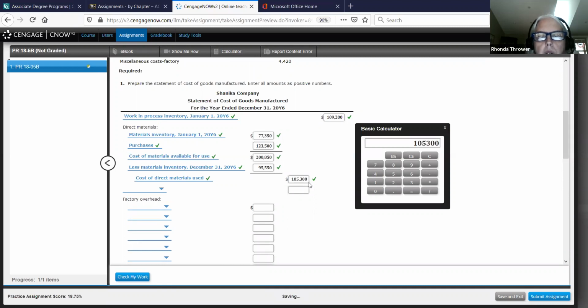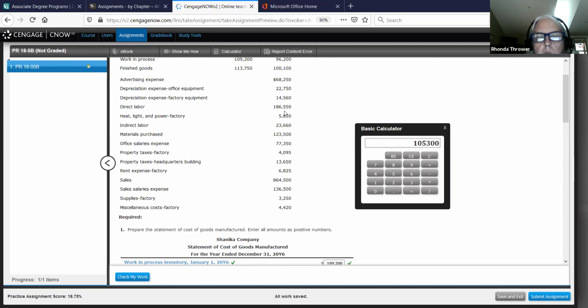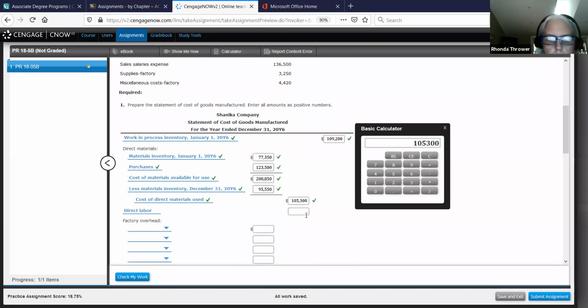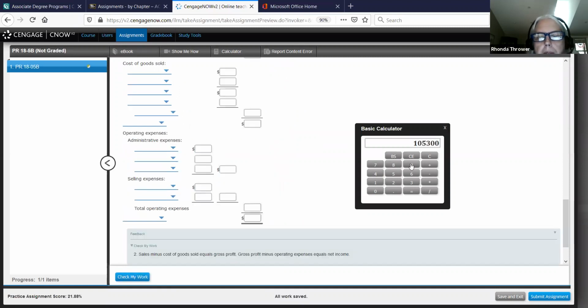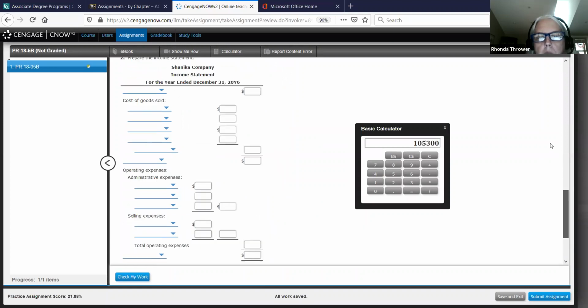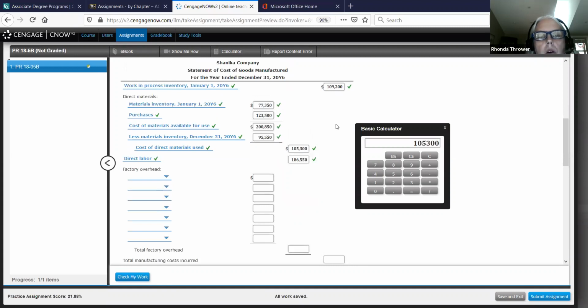So once we have our materials used, the next thing that we want to put in that middle column is our second manufacturing cost. So we've accounted for direct materials. Now we've got to count labor. And I'm going to look to my information to see how much direct labor we have, 186,550. And I'm going to check my work, and everything is okay so far.